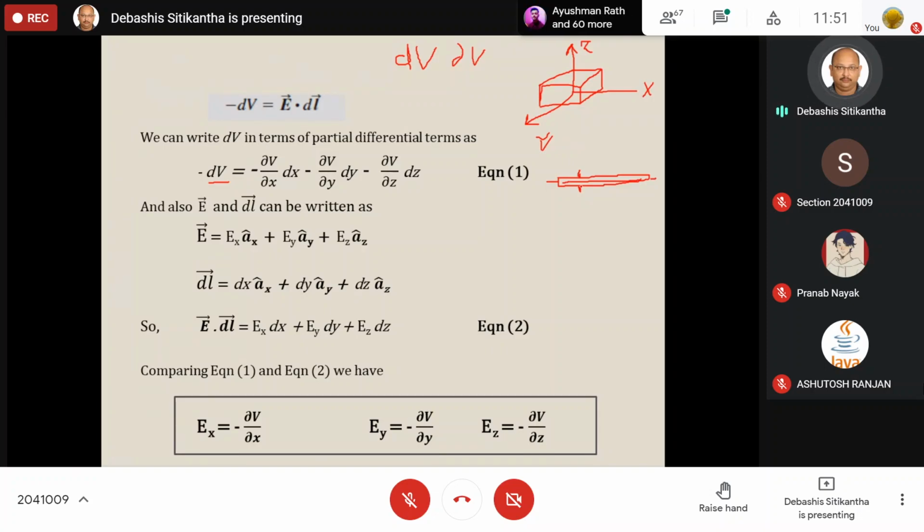So if that is the case, then I can express this minus dV in terms of partial differentiations like this: minus del V by del X into dx. Mathematically, these two will get cancelled out and ultimately we are going to get the same thing. So similarly, this entire dV can be expressed in this manner. If you are having any doubt, please tell me. Is there anyone who is not able to understand this concept? Please tell me.